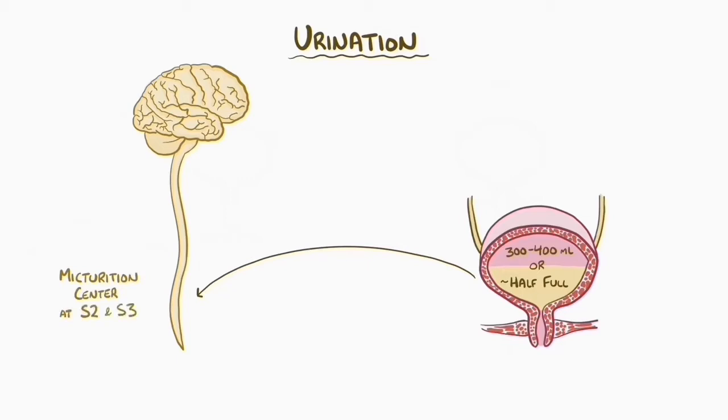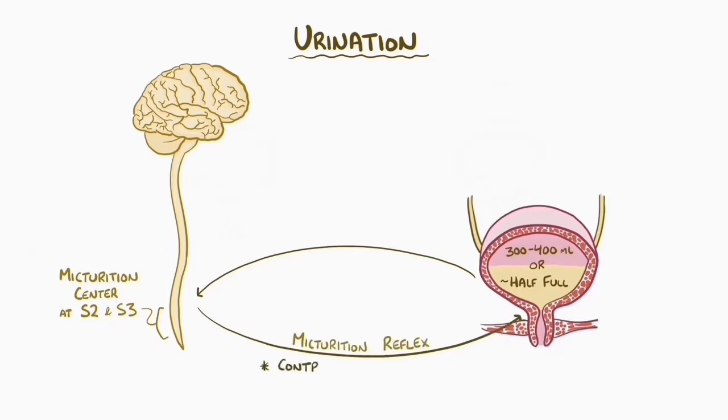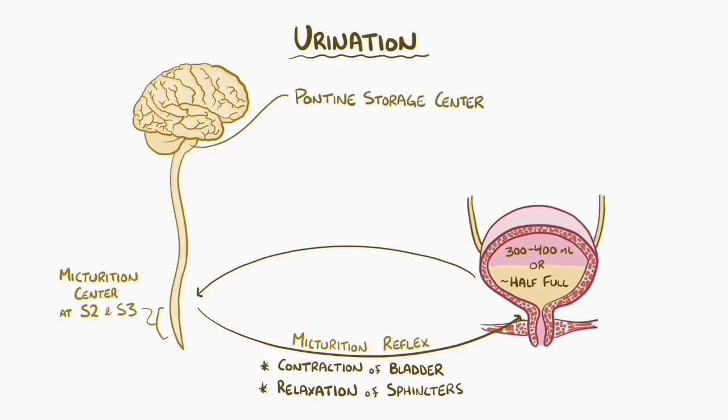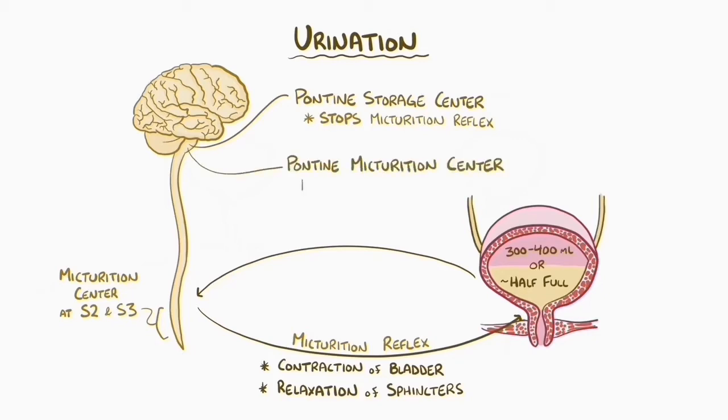This reflex is called the micturition reflex, which causes contraction of the bladder and relaxation of the internal and external sphincters. Now, the Pontine Storage Center and the Pontine Micturition Center are two areas of your brain that help you control urination. When you can't find a toilet and you're holding the urine, you activate the Pontine Storage Center, which stops the micturition reflex. When you finally find the toilet and you're ready to urinate, the Pontine Micturition Center is activated, and it allows the micturition reflex to happen, and finally you can pee.